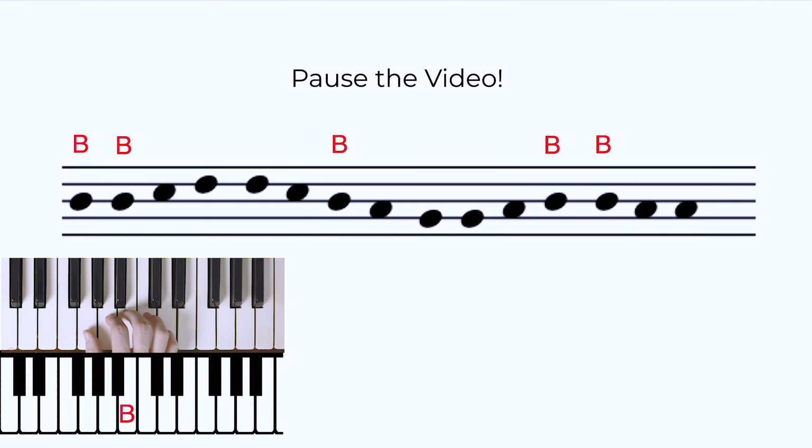Go ahead and pause the video. With your right hand middle finger on any B, read and play this melody. Okay, how'd it go? Let's check it out and play it together. If you want to make it a little harder, try saying the note names out loud as you play.